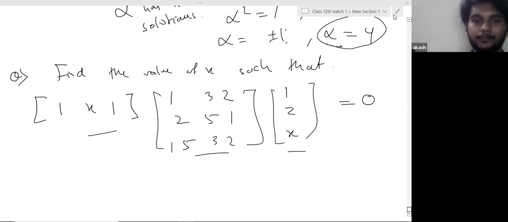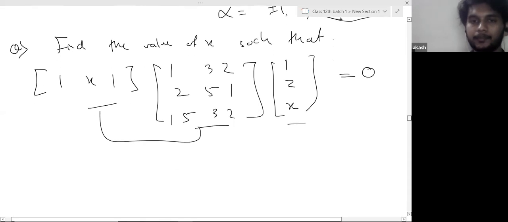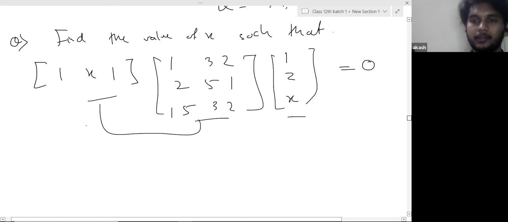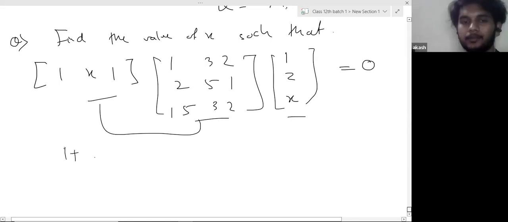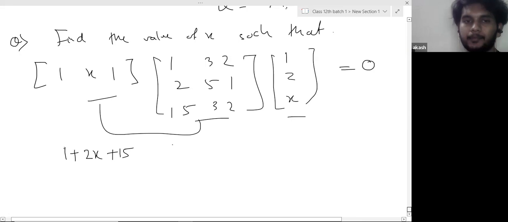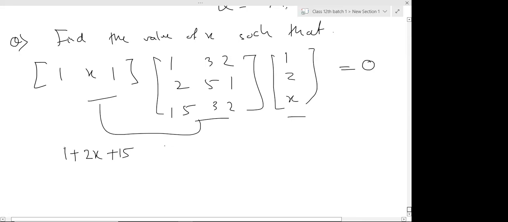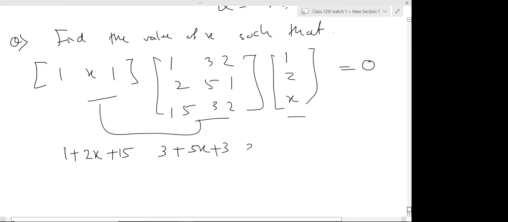Let's see. We can multiply these two, right? Then we can multiply by the third. So Shekani, help me to solve this. Minus 1 into 1 plus x into 2 plus 1 into 15, and 1 into 3 plus x into 5 plus 1 into 3, and then 2 into 2 plus x into 1 plus 1 into 2.